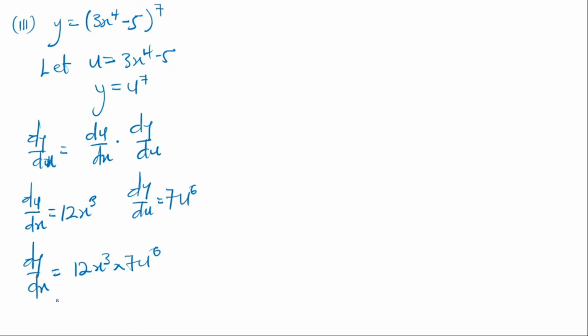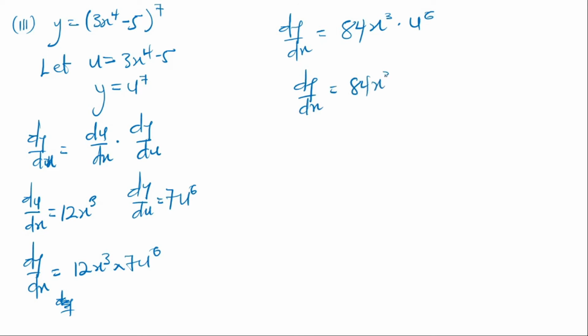Alright, so from here we know dy/dx is equal to, if we do the multiplication, 12 multiplied by 7 will give us 84. So we have 84x cubed multiplied by u power 6. So just do the substitution. We have 84x cubed. Then we know that u is what we have over here. So multiplied by 3x power 4 minus 5 all raised to the power 6 as our final answer.